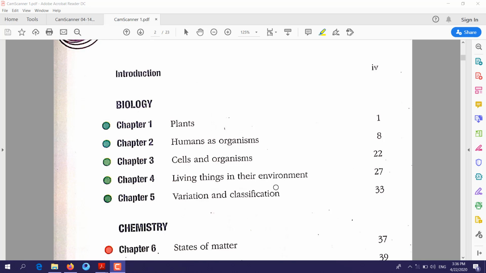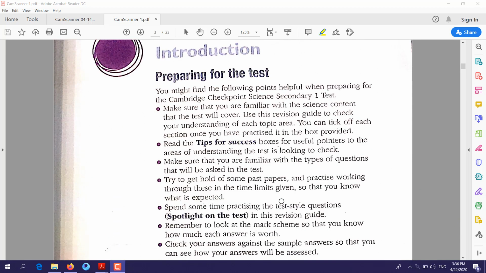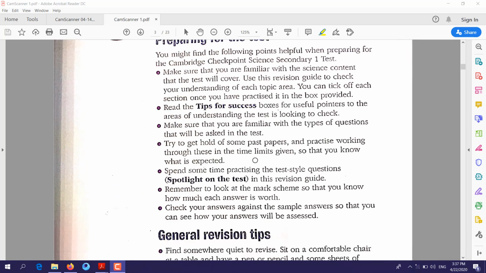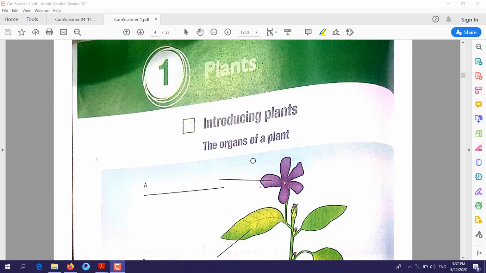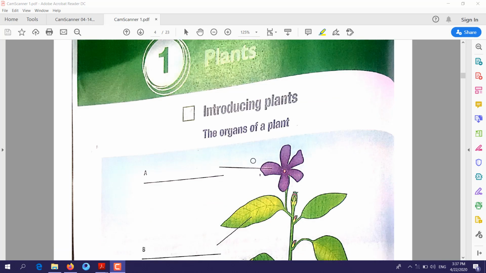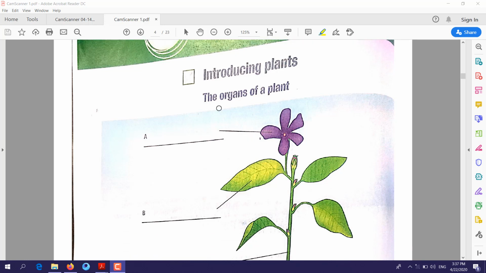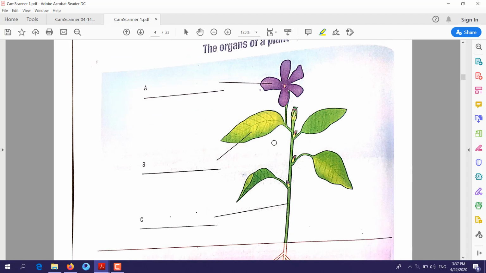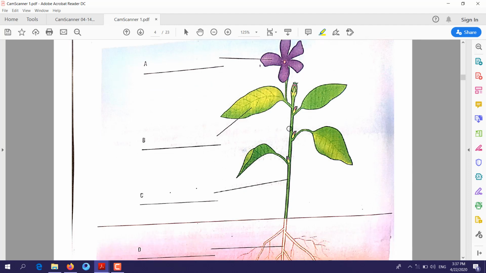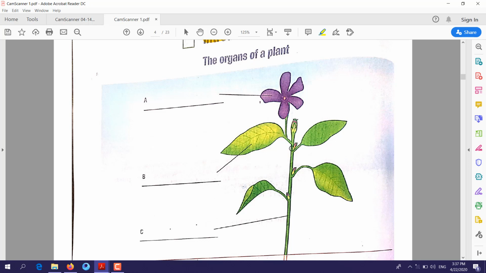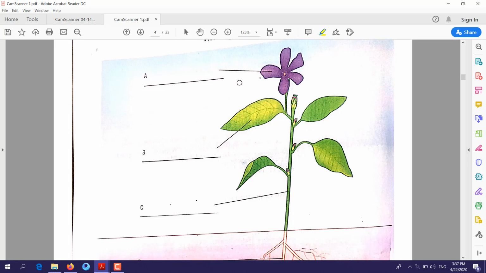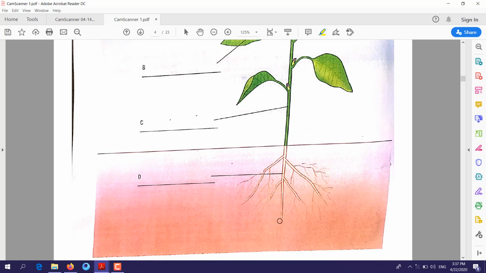Tips for studying this book. Firstly, how to start studying this book. Let's take the first page as an example. Here, as you can see, the topic is introducing plants. For example, organs of plants. Here you will have drawings, graphs, and diagrams, and you will need to label them. For parts or organs of plants, you should know the names of the organs and also the function of each organ.